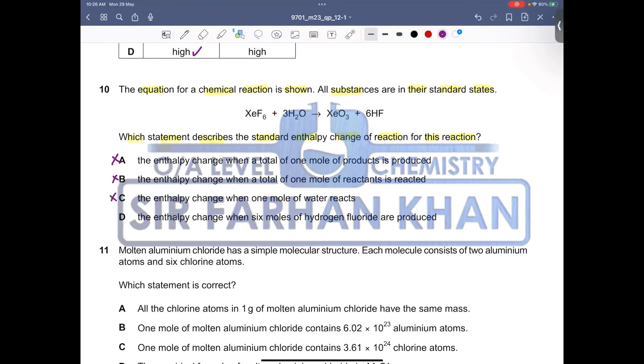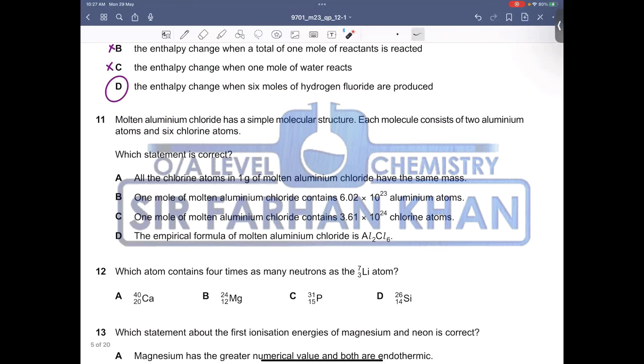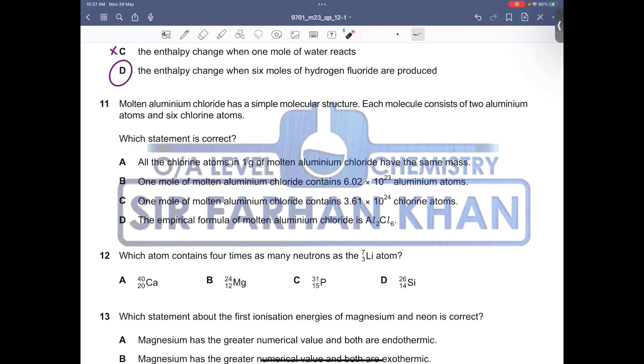And obviously, if A, B, and C, all of them are incorrect, obviously D is going to be the right option. Let's talk about D. The enthalpy change when 6 moles of hydrogen fluoride are produced. Yes. When 3 moles of water and 1 mole of this reacting together, 6 moles of hydrogen fluoride are produced. So this statement actually reflects the stoichiometric equation, and therefore this is the right definition for standard enthalpy change of reaction. And therefore D is going to be the right answer. All right. Let's talk about the next option.